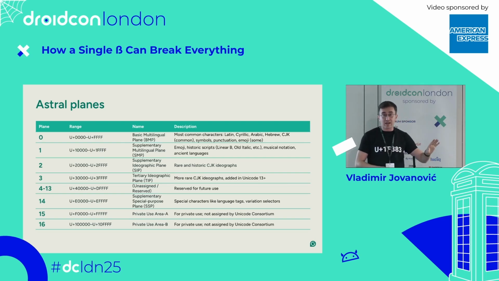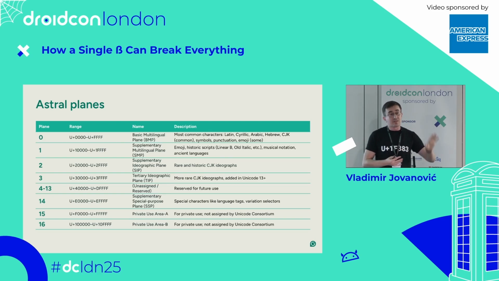Everything beyond that, plane 1 to 16, are called supplementary planes or astral planes. And they are not just for emojis. Plane 1 is for historic scripts like Linear B or Egyptian hieroglyphs. Plane 2 is for rare or ancient Chinese, Japanese, and Korean characters. Emojis are mostly found in plane 1, but are also scattered in some other supplementary areas.